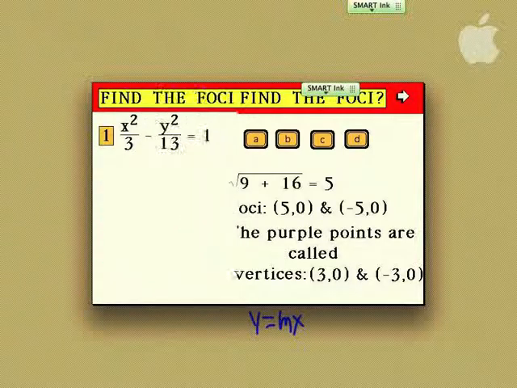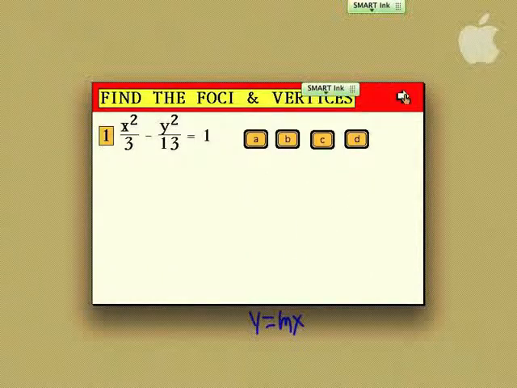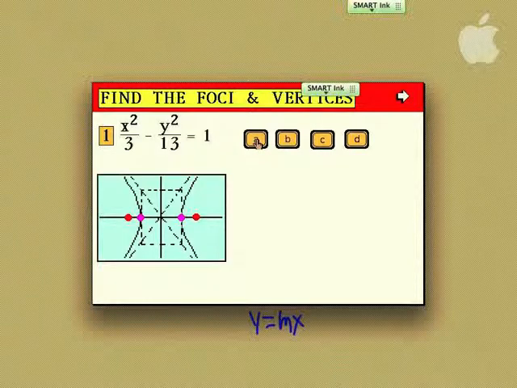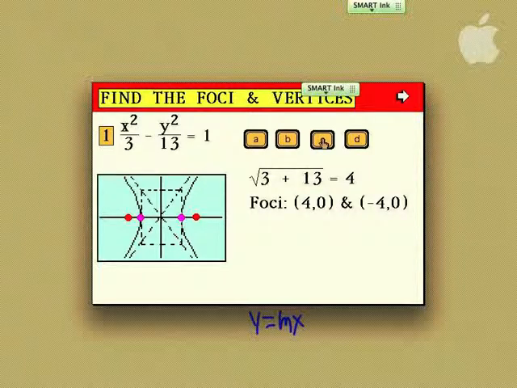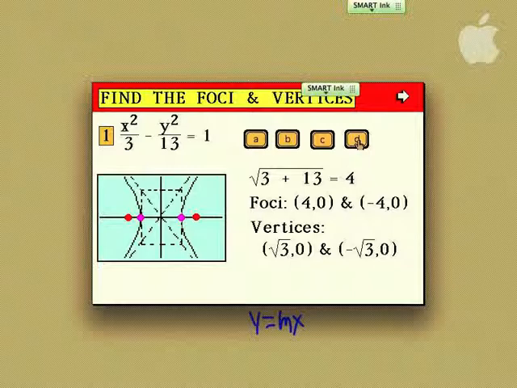Let's try another one. This one is also centered at the origin, cupping left and right. And you add the numbers, 3 and 13, take the square root. So you're going to go from the origin, left and right 4, so it's going to be 4, 0 and negative 4, 0. And those would be the red points, the foci. The purple points, to find those, look at your equation. You have to go left and right the square root of 3. So the vertices would be the square root of 3, 0, and minus the square root of 3, 0.